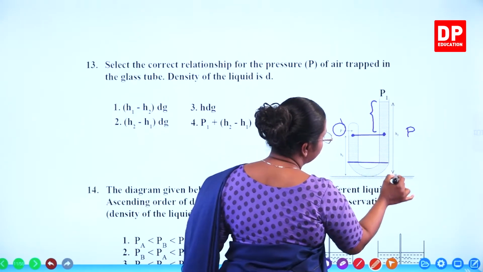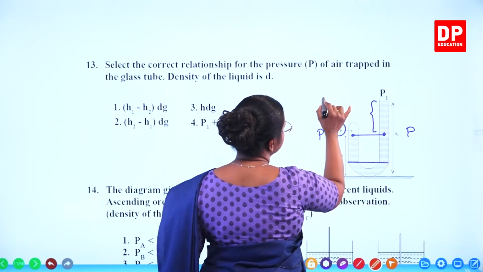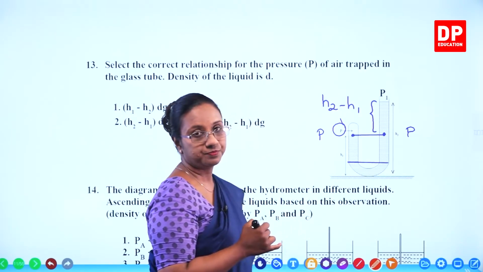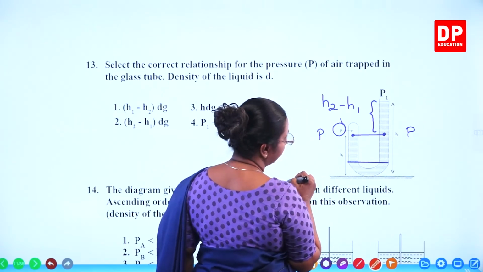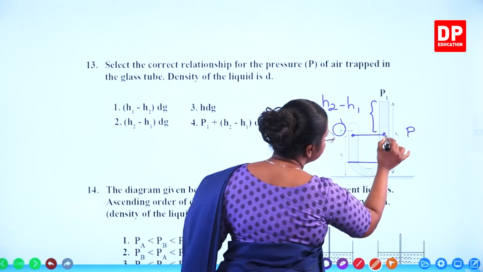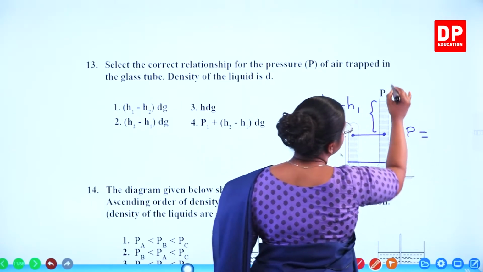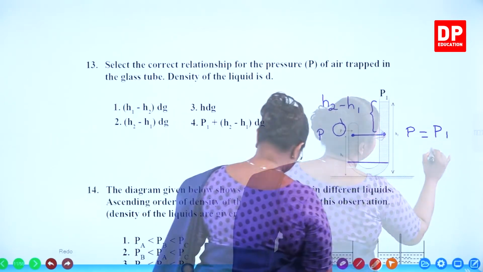We know the total height h2, and this height is h1. So, this part is going to be h2 minus h1. Now, the pressure at this point and this point are equal. So, this pressure at this particular point, that is P, will be equal to what? The pressure exerted by the atmosphere, P1.